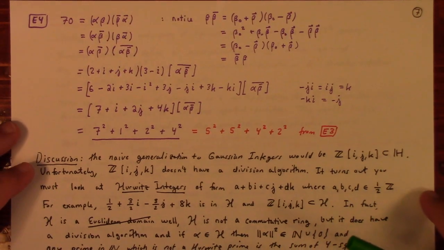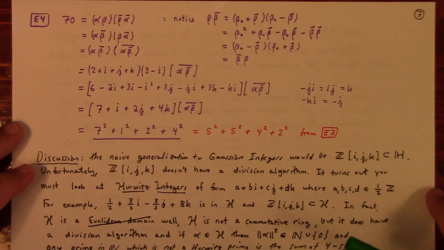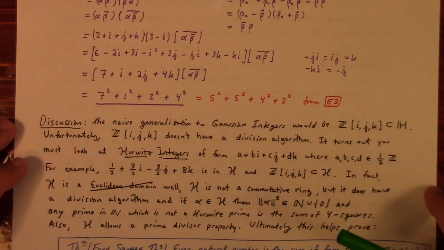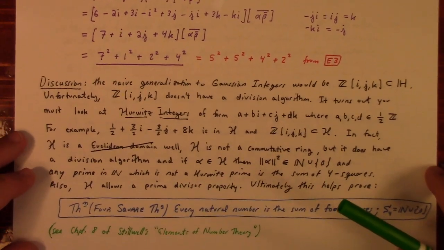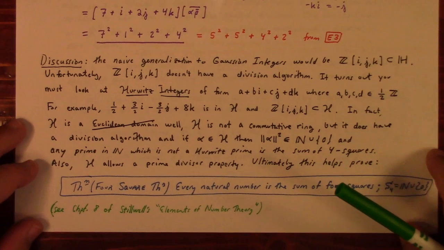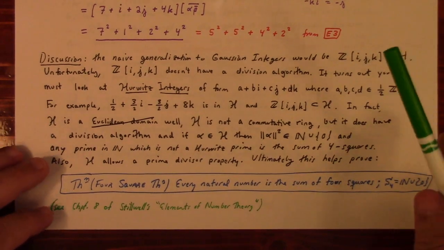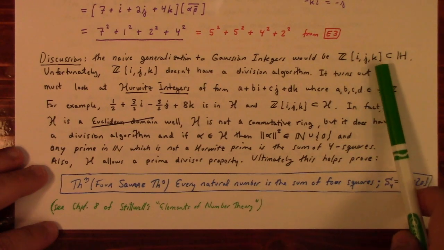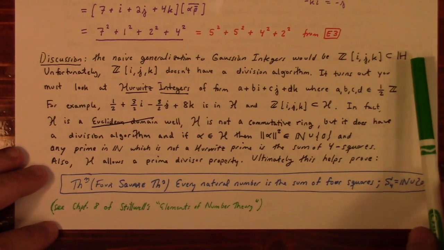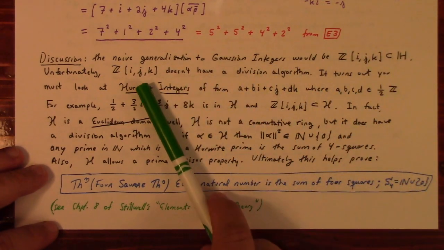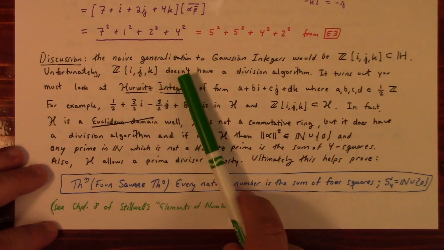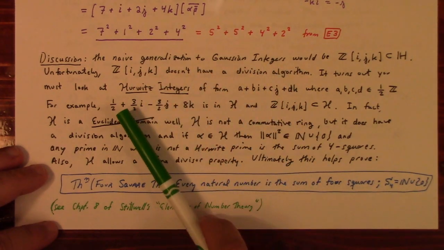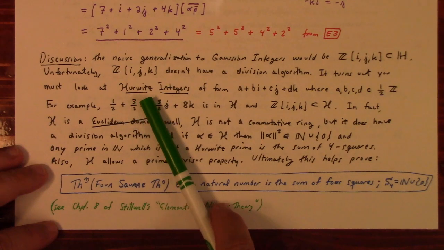So let me tell you a little bit more about the interplay between the Quaternions and the Gaussian integers. The naive generalization of the Gaussian integers would be Z adjoin i, j, and k. That's a subset of the Quaternions, right? But as it happens, Z adjoined with i, j, k does not have a division algorithm, and it turns out you have to look at something called the Hurwitz integers.